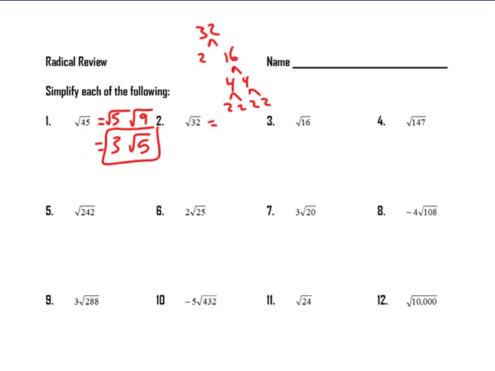So I'm looking for pairs here. I've got a pair of 2's. That pair of 2's can come out of the radical. A pair of 2's, that pair of 2's can come out of the radical. But I've got this lonely 2 up here that doesn't get to come out. So 2 times 2 is 4. And the square root of 2 is the radical part of this answer.